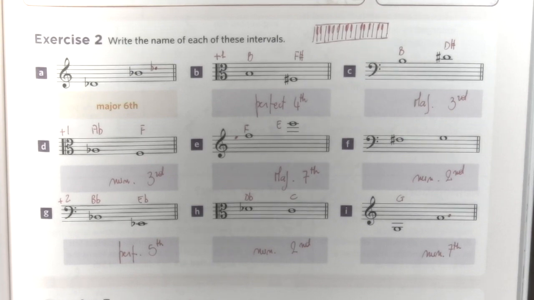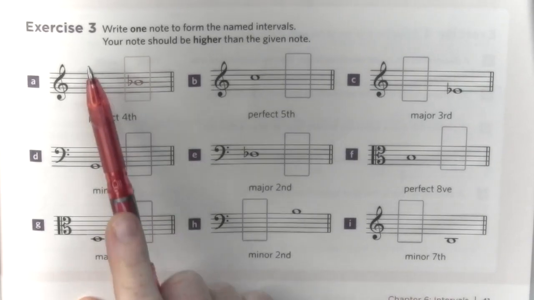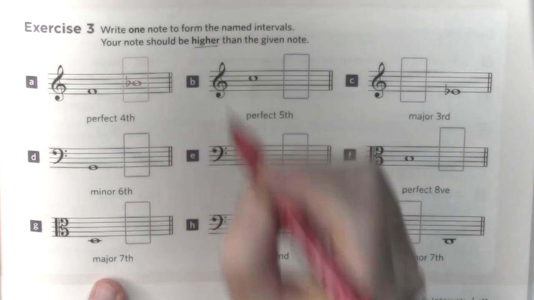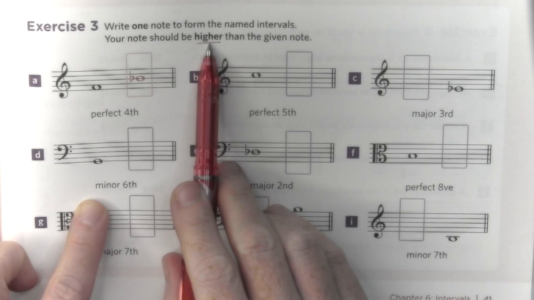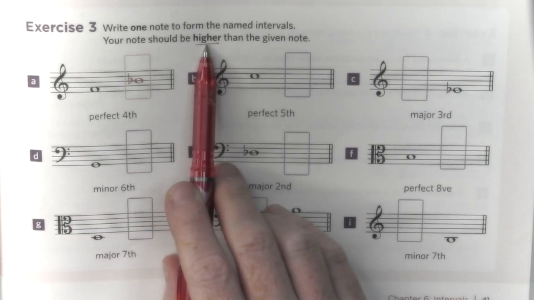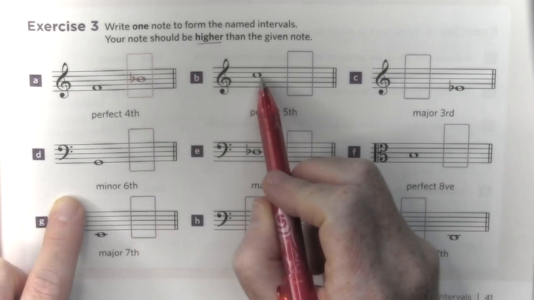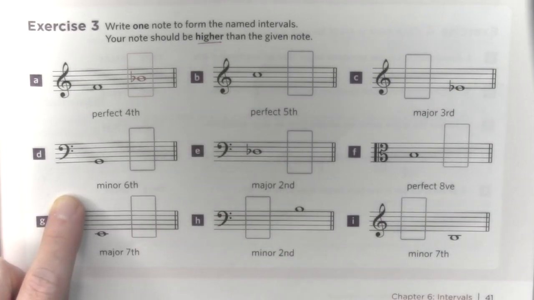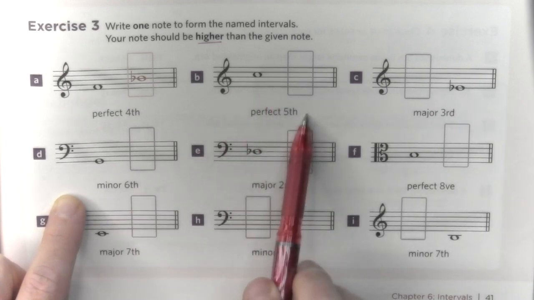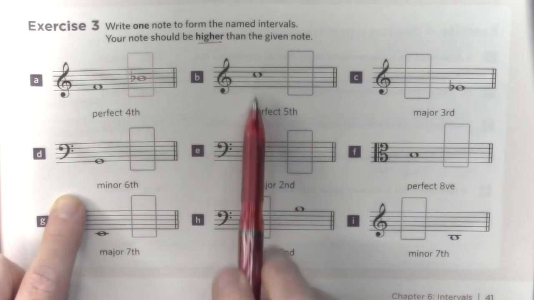Let's move on to exercise 3. In exercise 3, we need to write a higher note, and this is in bold because you have no idea how many candidates write it below the note, and this costs marks. So let's make it right. Let's follow exactly the instructions as they are. Higher, so up. A perfect fifth from do.